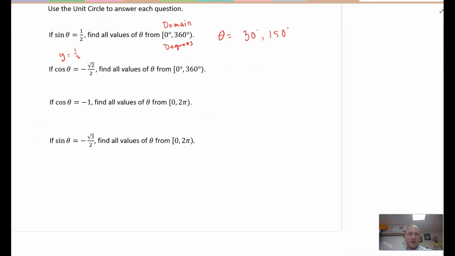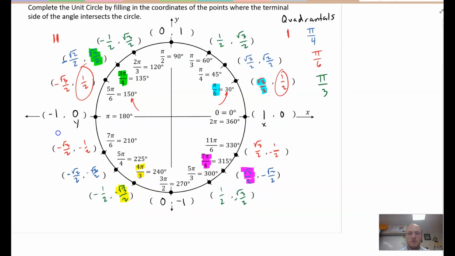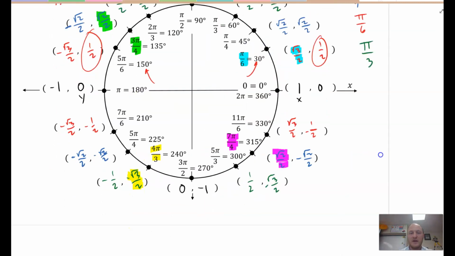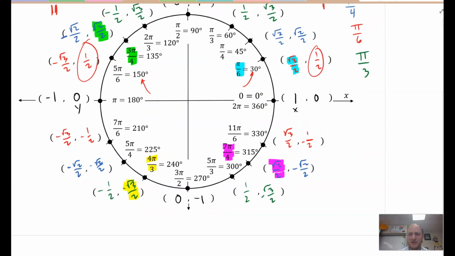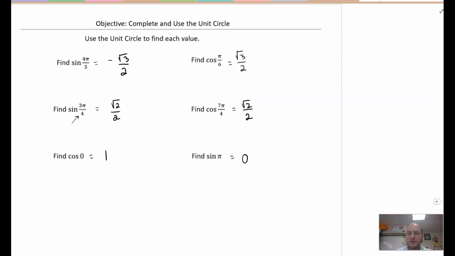All right, next example. If cosine of theta is equal to negative √2/2, find all values of theta from 0 to 360. Again, note that they're talking degrees. And √2/2, I hope when you see that you get excited, because we all know that √2/2 is going to be a 45-degree angle. I just want to double check, cosine is negative. So we want, where's the x value equal to negative √2/2 in our unit circle?